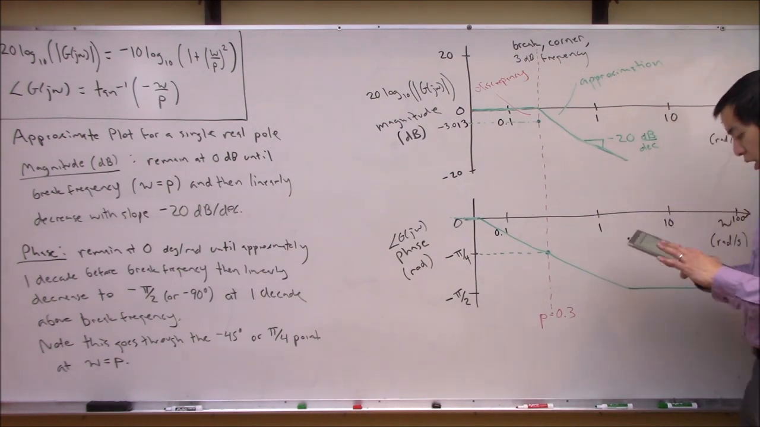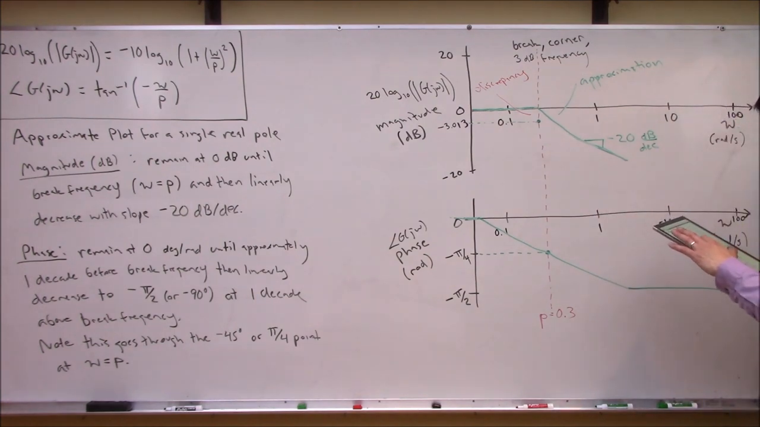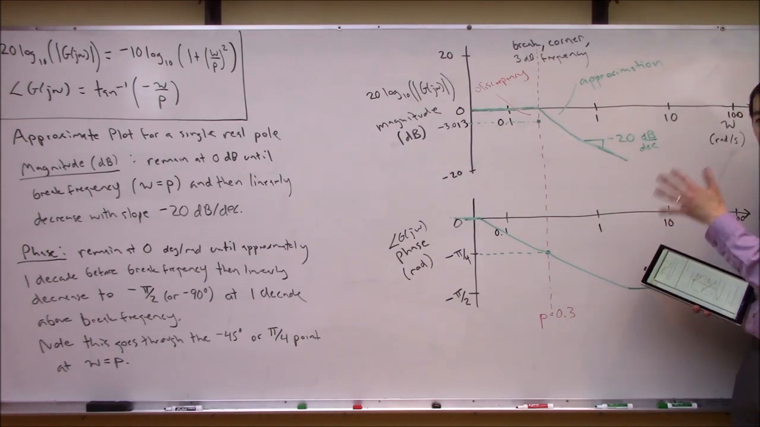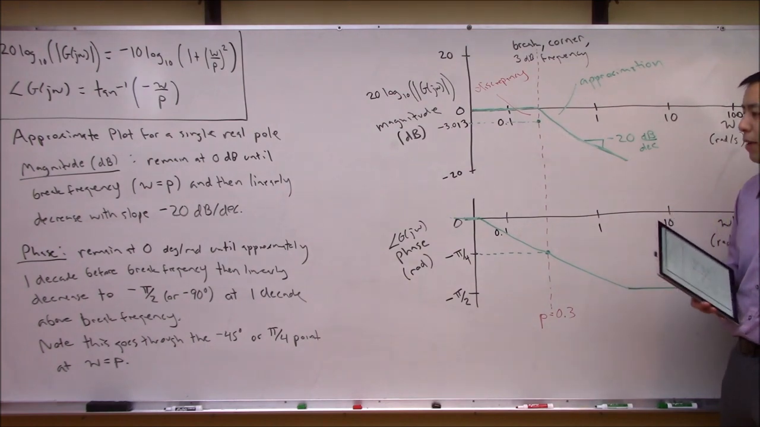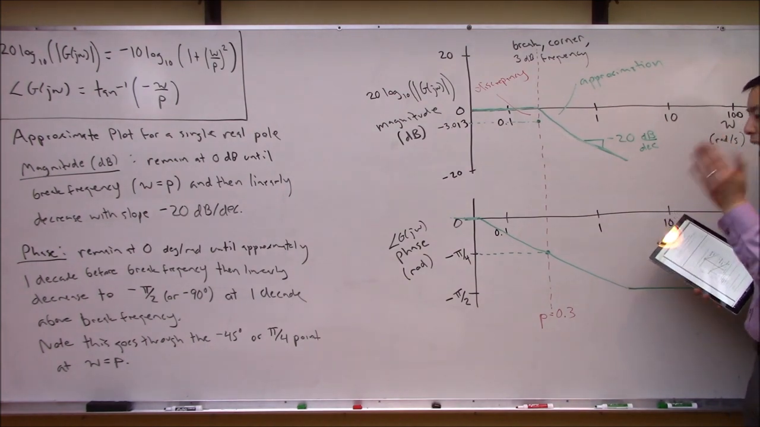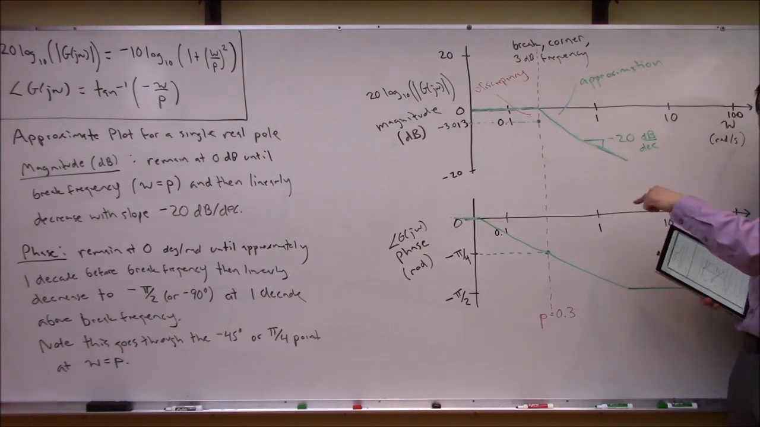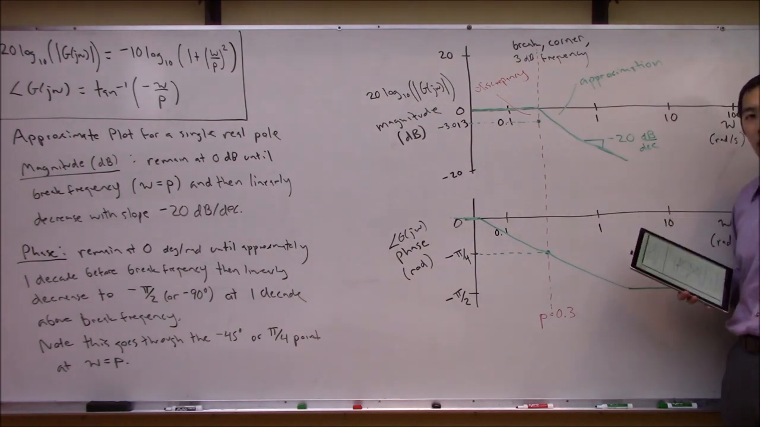So that being said, what I think we should maybe do now, now that we understand how to sketch these, is run over to MATLAB and compare the actual brute force method of computing the Bode plots versus the hand sketch, and we'll see if they line up or not.